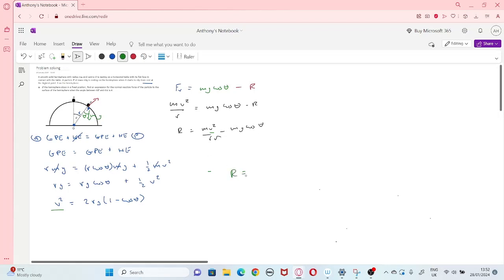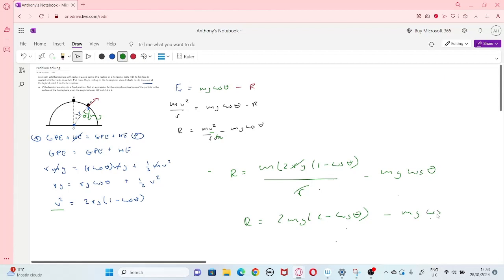So we've got R is equal to m times 2rg(1 minus cos theta) over r, minus mg cos theta. And our r will cancel out. So our equation for the reaction force will be equal to 2mg(1 minus cos theta) subtracted by mg cos theta. And that's the equation.